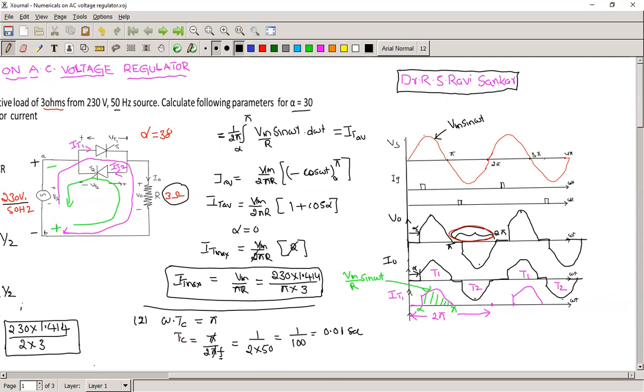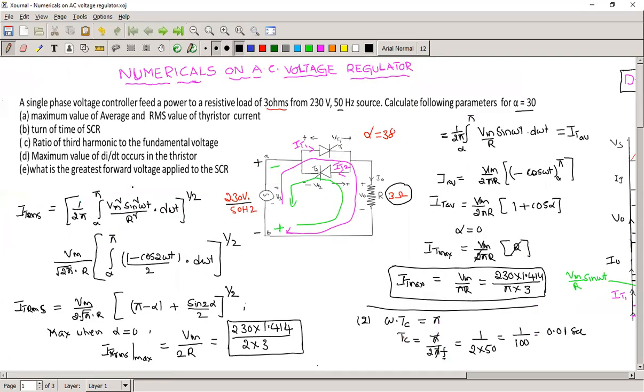Now we're going for the third one. The ratio of third harmonic to the fundamental voltage, that we will see later, in the next session. Let me go for the next one, because up to here we have not analyzed the harmonics, so that we are going to see in the next class.